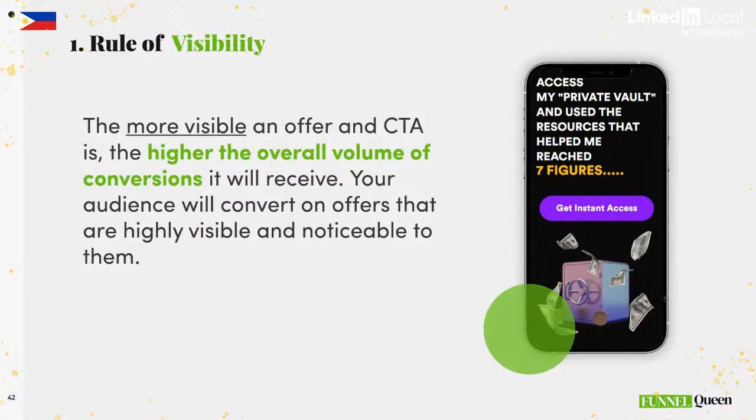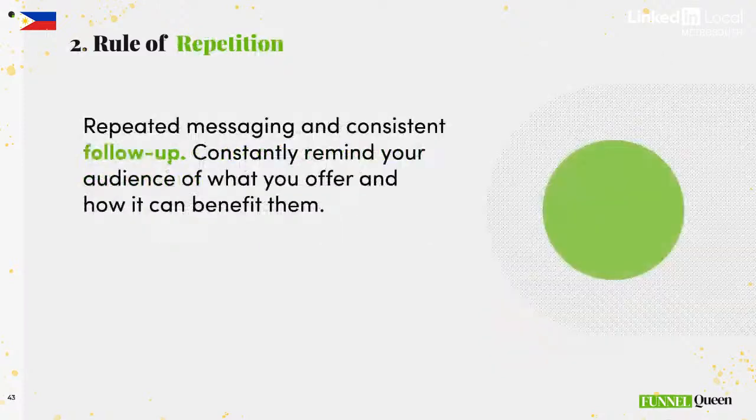Your audience will convert on offers that are highly visible and noticeable to them. Or it works for offers, for the CTA, for the headline. So the more they see it, the more they are attracted to it, the more they will convert. Rule of visibility, that's the number one rule. Let's go to number 2, rule of repetition.